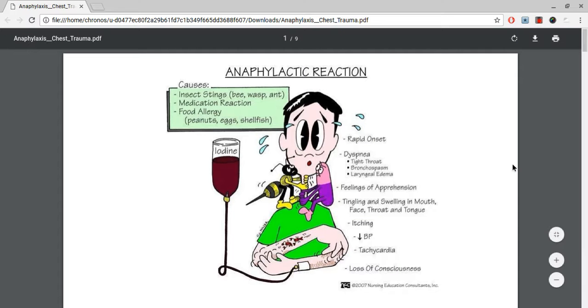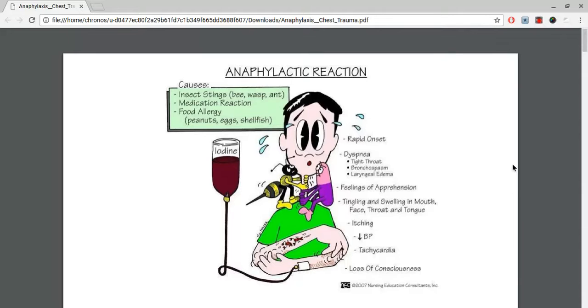Okay, so today's lecture is going to be on anaphylactic reactions and chest traumas. Here's a quick picture on anaphylactic reactions. It's caused by insect stings like bees, wasps, and ants. It can be caused by medication reactions, food allergies like peanuts, eggs, and shellfish.